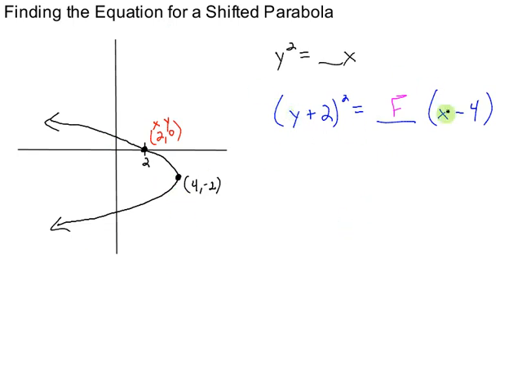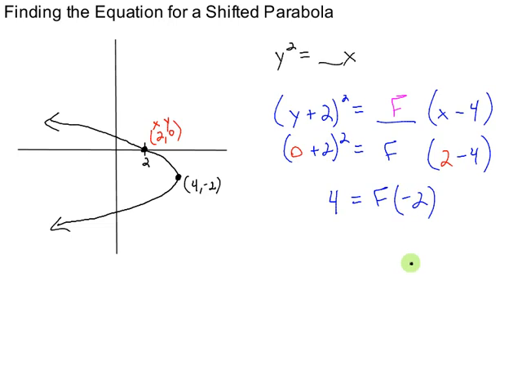So I'm going to substitute 2 in for x and 0 in for y. So we have 0 plus 2 squared equals f times 2 minus 4. Well, 0 plus 2 is 2. 2 squared is 4, so we have 4 equals f times 2 minus 4, which is negative 2. So f is 4 divided by negative 2, which is negative 2. So the equation for this graph is y plus 2 squared equals negative 2 times x minus 4.